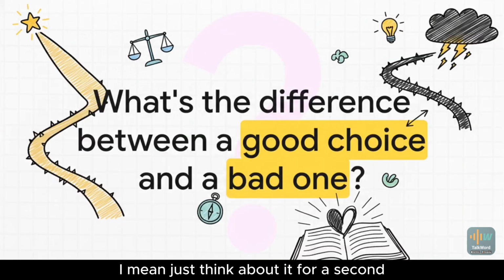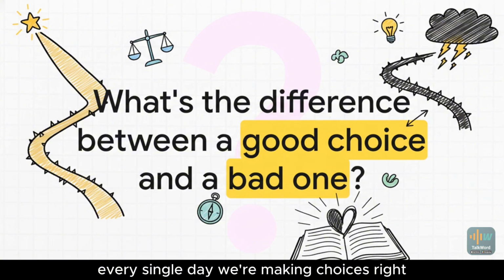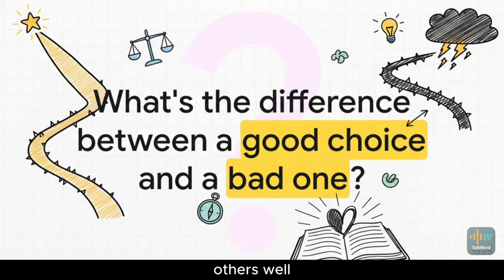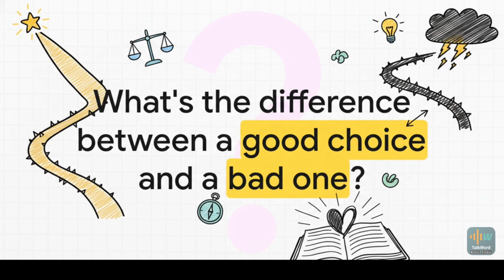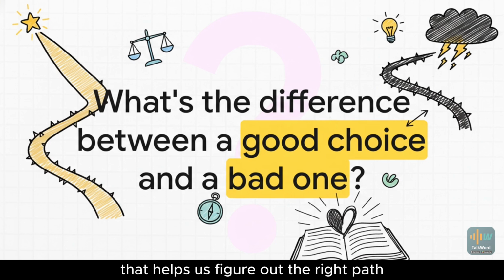I mean, just think about it for a second. Every single day we're making choices, right? Some are tiny, like what to have for breakfast. Others, well, they can be life-changing. But have you ever wondered what's our internal compass? What's that thing inside us that helps us figure out the right path from the wrong one? Well, a lot of the time it all comes down to this one powerful word we're about to unpack.